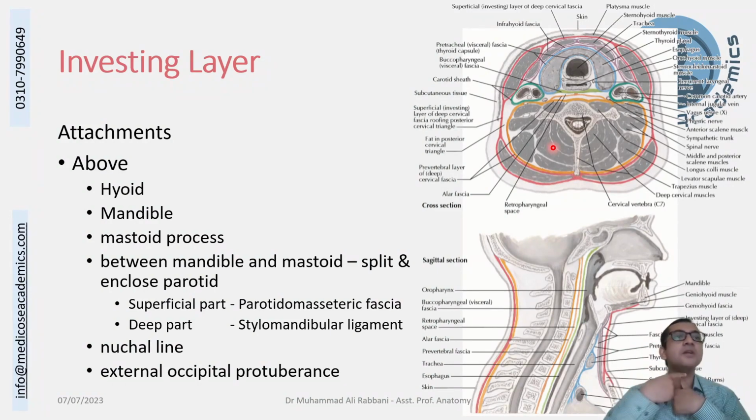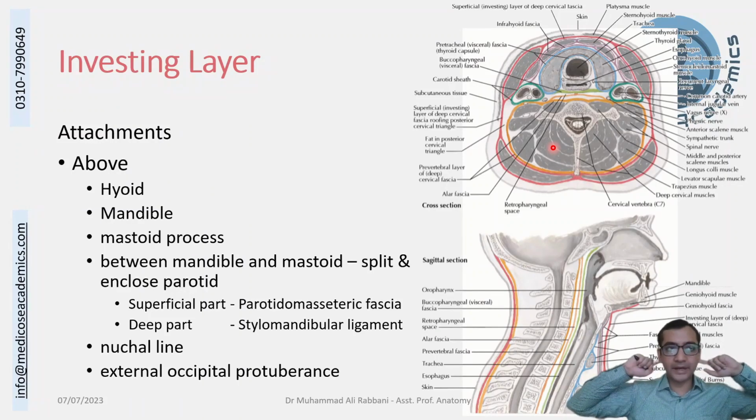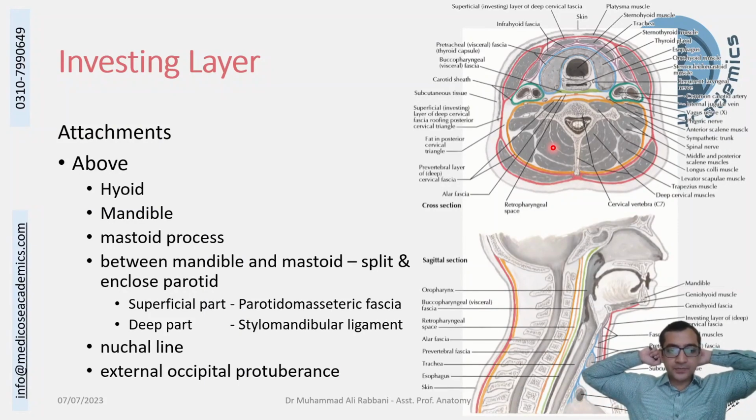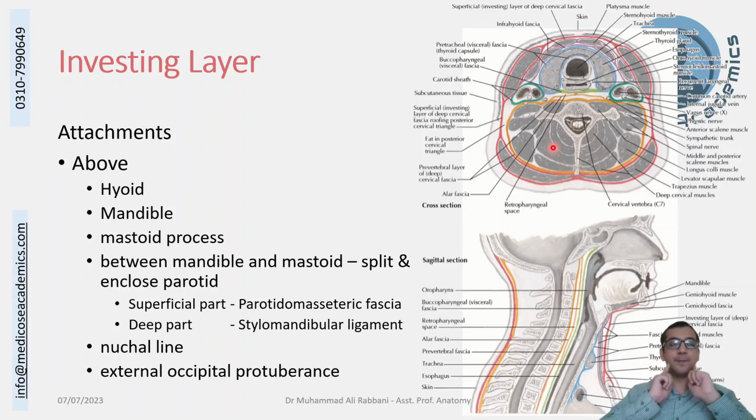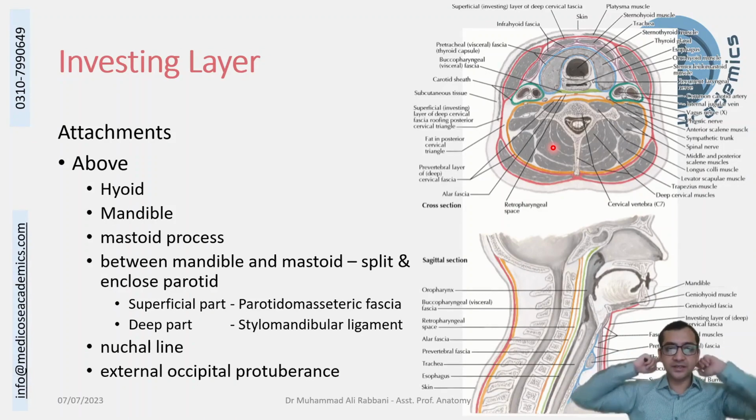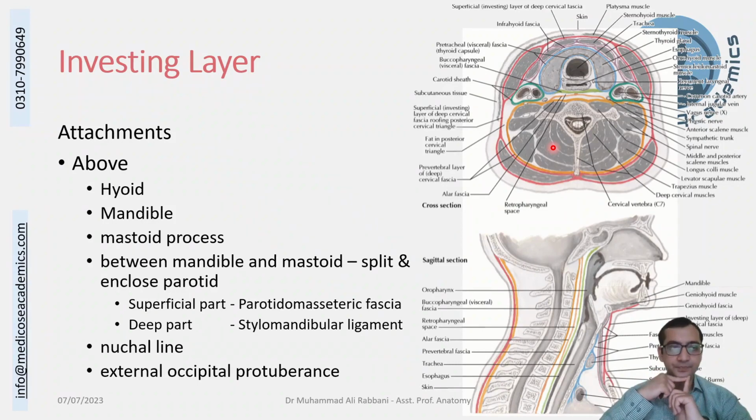It starts at the hyoid bone right here. Then it is attached to the whole of the inferior border of the mandible. From here, it jumps to the mastoid process. It goes to the superior nuchal line, and it ends at the external occipital protuberance. So this is the upper attachment of the sleeve of the investing layer of deep fascia.